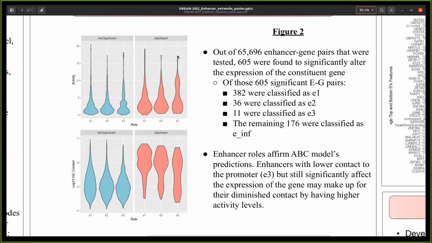And you can see that the E3s that are functional enhancers have to make up for that lack of contact with a little bit more activity. If they're further away or for some reason come into contact with the promoter of the gene less, they need to compensate for that a little bit by recruiting transcription factors and other molecular processes to that enhancer.